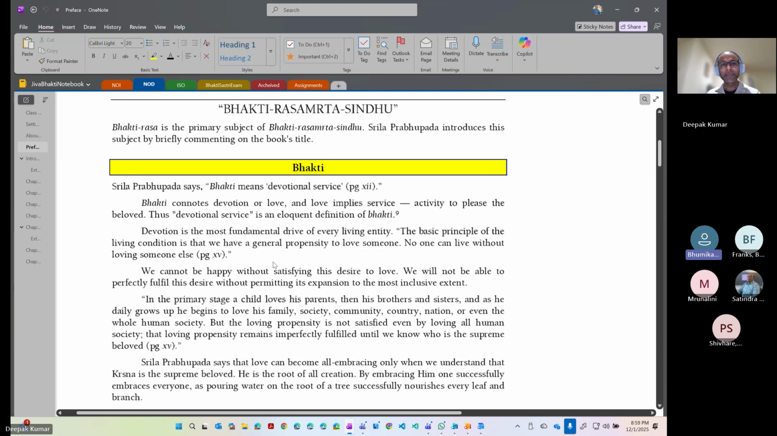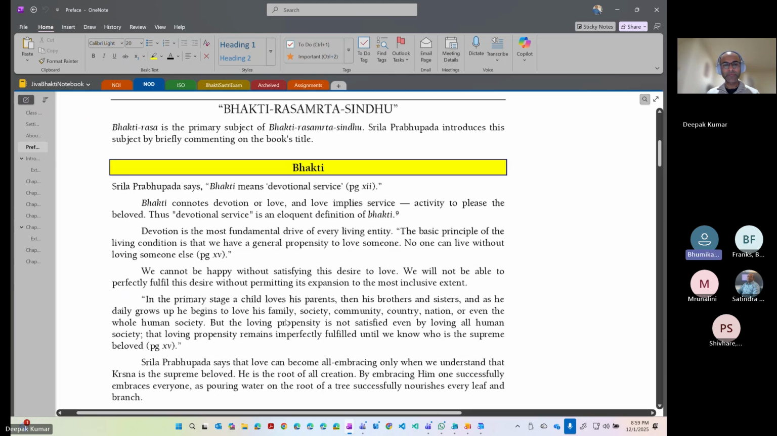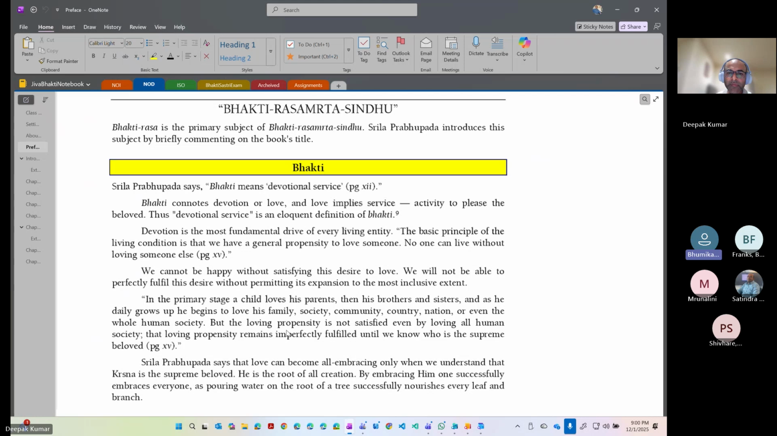Bhakti Rasa is the primary subject of Bhakti-Rasamrita-Sindhu. Srila Prabhupada introduces this subject by briefly commenting on the book's title. Srila Prabhupada says, Bhakti means devotional service. Bhakti connotes devotion or love, and love implies service, activity to please the beloved. Thus, devotional service is an eloquent definition of bhakti. Devotion is the most fundamental drive of every living entity. The basic principle of the living condition is that we have a general propensity to love someone. No one can live without loving someone else. We cannot be happy without satisfying this desire to love. We will not be able to perfectly fulfill this desire without permitting its expansion to the most inclusive extent.